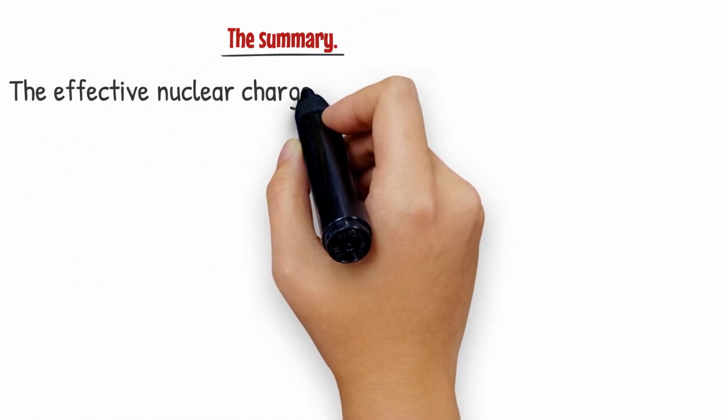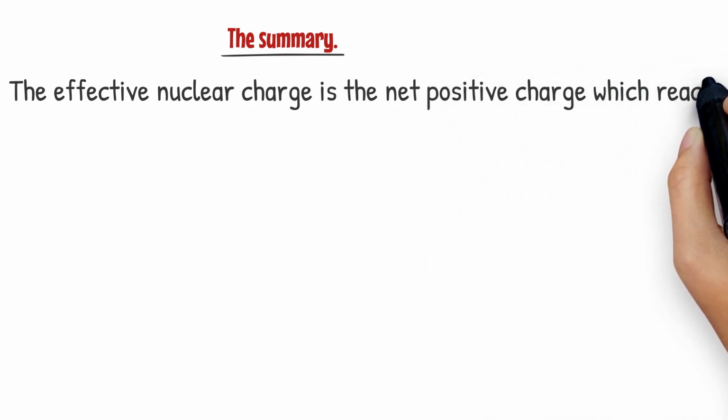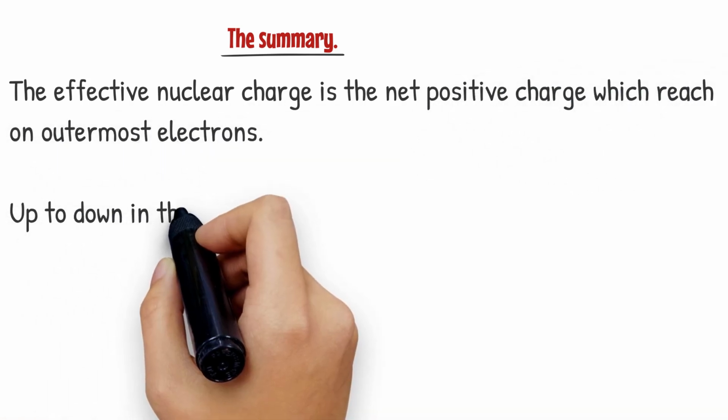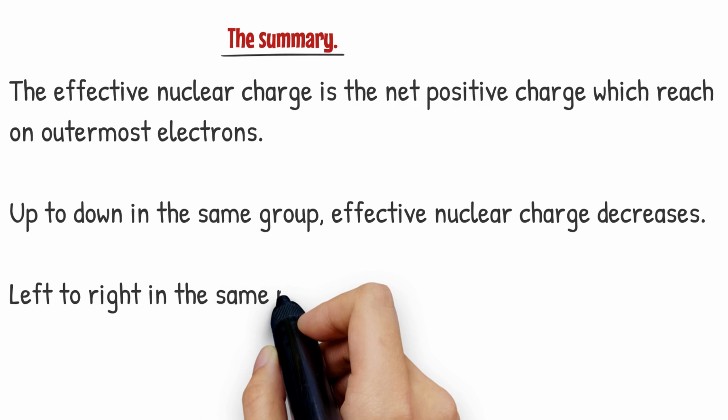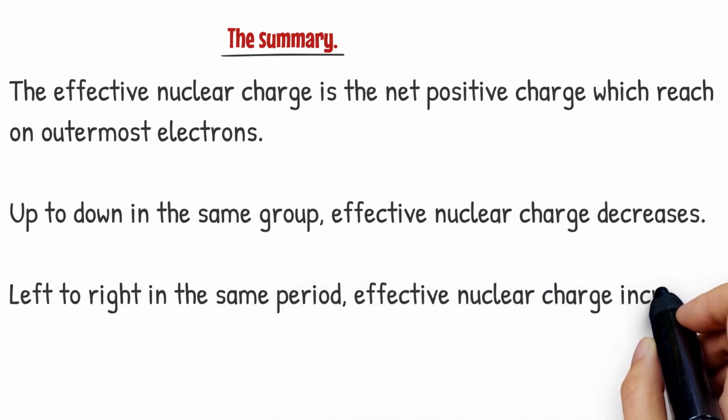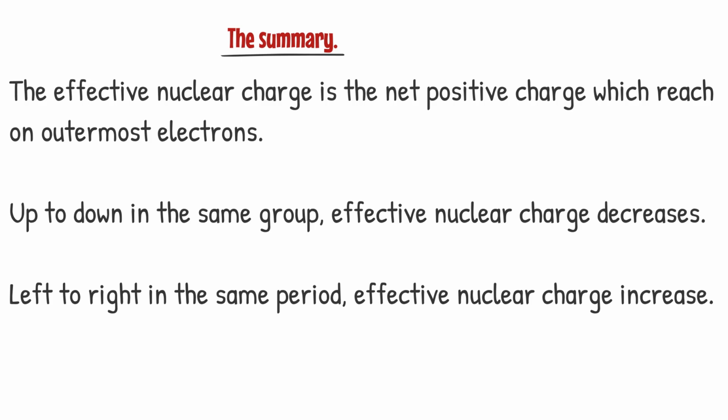The summary. The effective nuclear charge is the net positive charge which reaches the outermost electrons. Up to down in the same group, effective nuclear charge decreases. Left to right in the same period, effective nuclear charge increases.